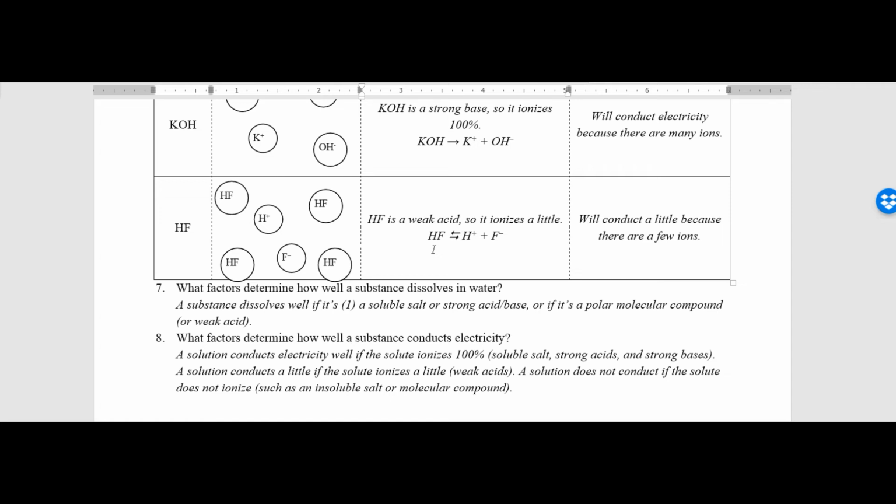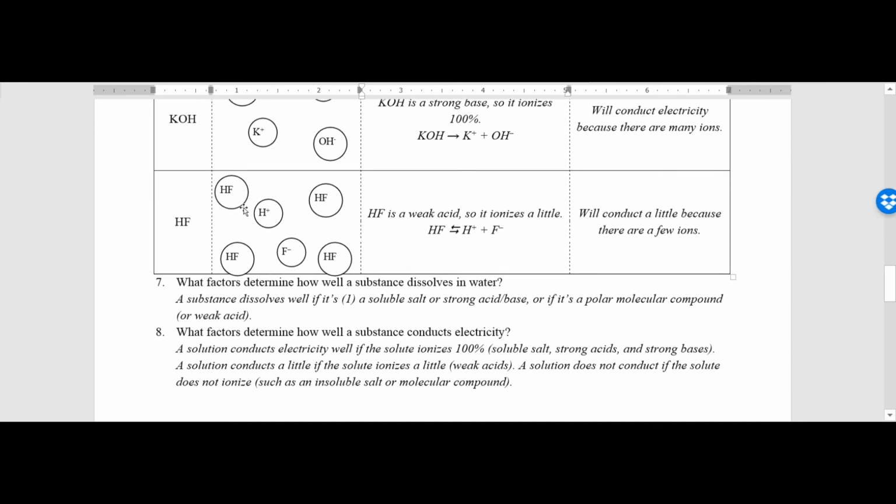And so it will conduct a little bit of electricity because there are a couple of ions floating around, right? There's positive and negative ions, but for the most part, there's more of these HF together, and so it will conduct a tiny bit of electricity, but not a lot of electricity.